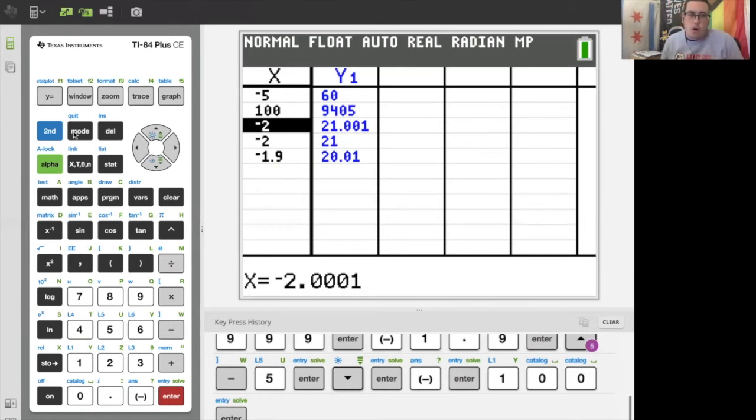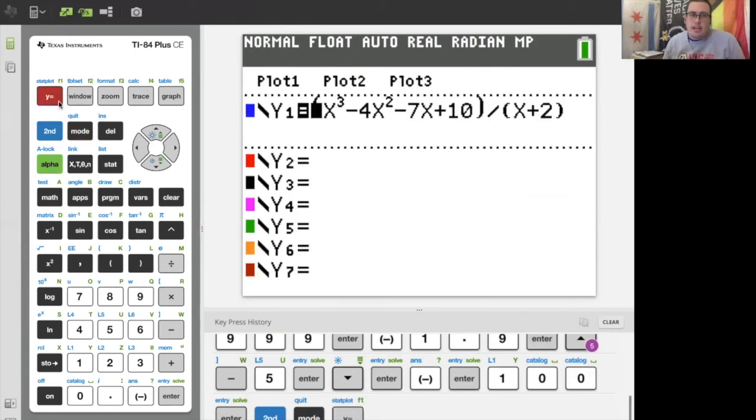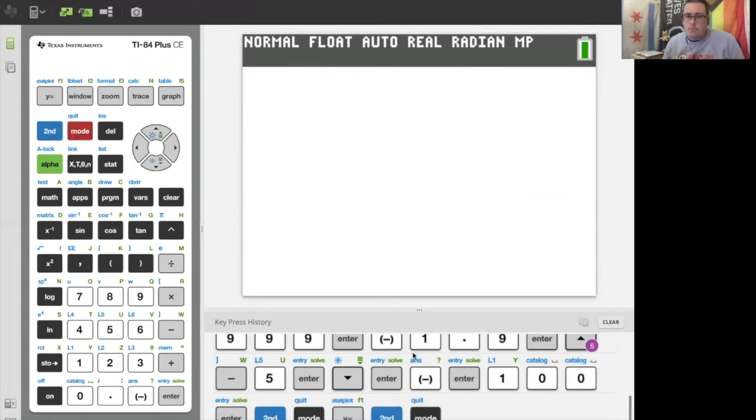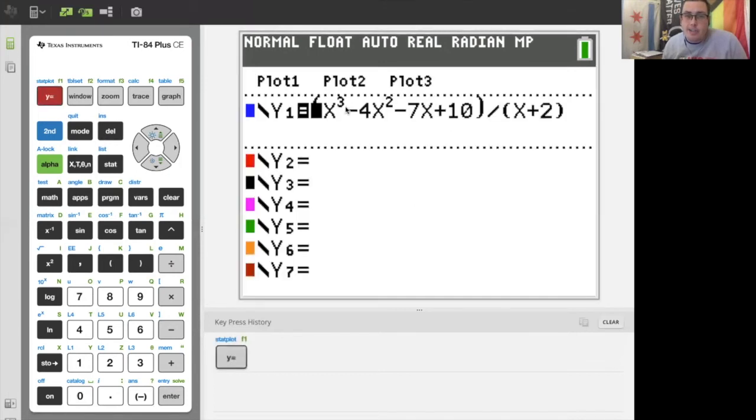So let's go home. I'm going to hit second and quit to go back to that home screen. And we're going to confirm the equation is still in y equals. So I'm going to clear out this bottom, this clear press history, so you can see what we're going to do next. Now, what we're going to do is essentially function notation on your calculator, right? If we were to say like f of 3, we know that if the equation that's right here is f, f of 3 would be if we plugged in 3 for each of those x's, and we would get whatever that output is. Your calculator can essentially do function notation if we tell it to.